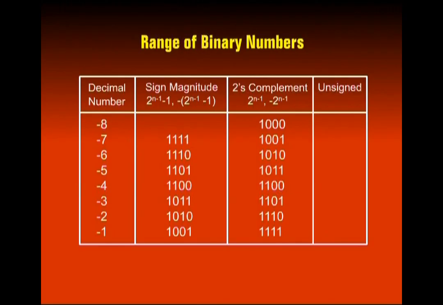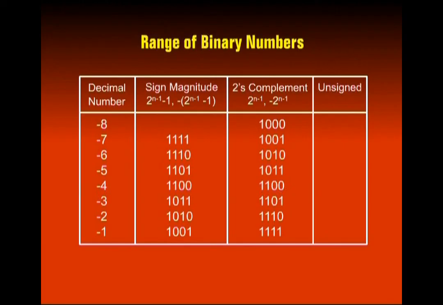So for example, minus 1 is 1001. The most significant bit represents the sign, and the lower 3 bits represent the magnitude 1. The largest number which we can represent using 4 bits is minus 7. Can we represent minus 8? The answer is no. Why? Well, 8 requires 4 bits. Positive 8 is 1000. So what is negative 8? You would require 5 bits. 1, the negative sign, and 1000, the magnitude. So using 4 bits, you cannot represent the decimal number minus 8.